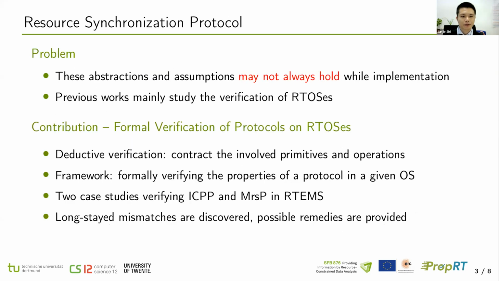However, these abstractions and assumptions may not always hold while realizing a protocol. For example, some operating systems may not allow multiple tasks with the same priority, whereas the inherited ceiling priority, like in ICPP, has to be compensated by setting ceiling priorities differently and excluding these priorities from regular priorities that have been assigned to other tasks. Any necessary adaptations due to the constraints imposed by the operating system in practice may lead to a mismatch to the original specifications, resulting in unexpected consequences.